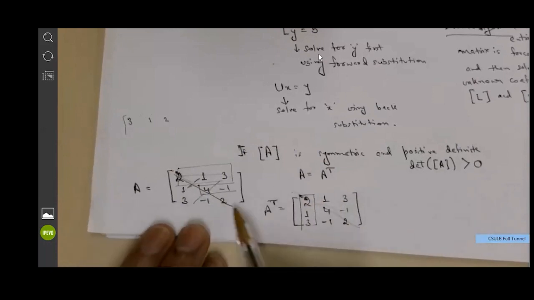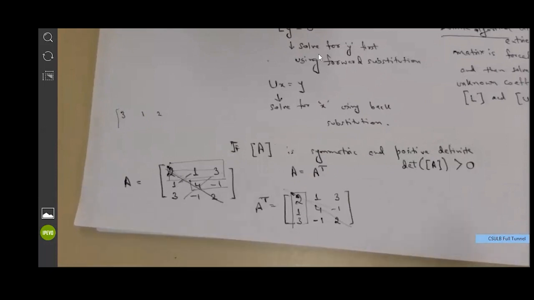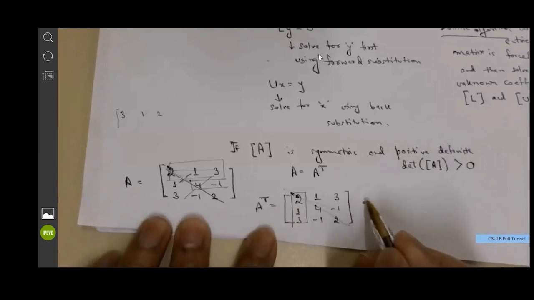Can somebody quickly find out what is the determinant of A? You don't have to calculate, you can use MATLAB. You just type the matrix A and then say det A, and you will get the determinant of A. That should work, I hope. And you can also calculate it. It will be easy to calculate actually.